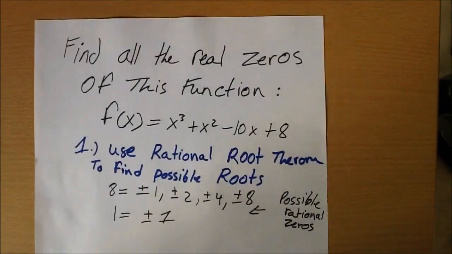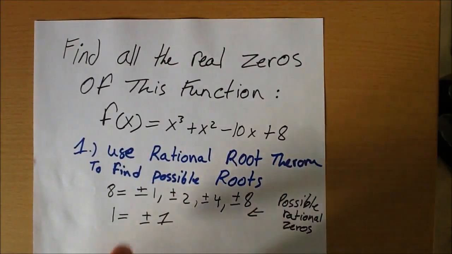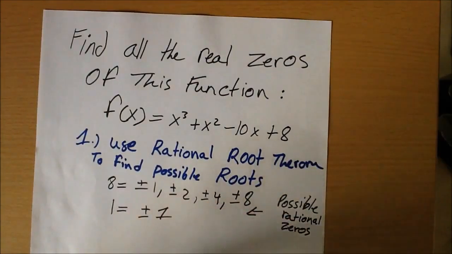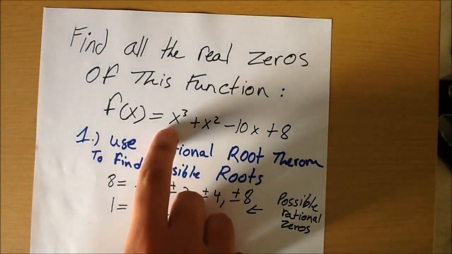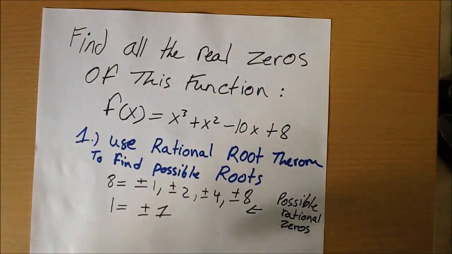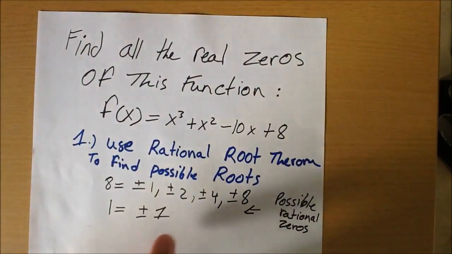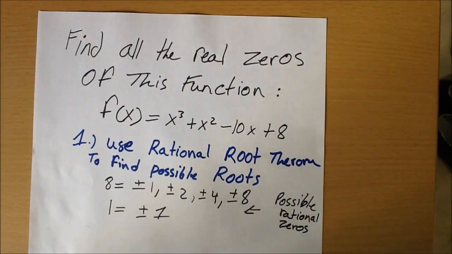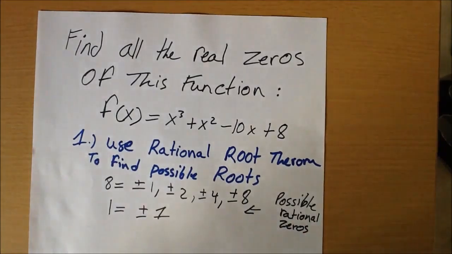So to do this, you take the constant and find all its factors, as I've done here, and you take the coefficient of the first variable and you find its factors. Here the coefficient is 1, so the factors are only 1. And these will be all the possible rational zeros this function can have.